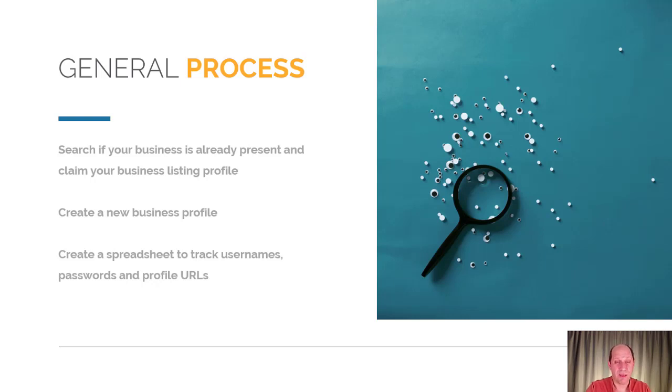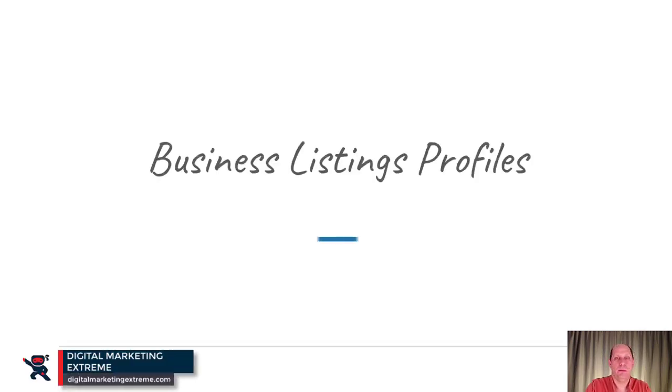Since you may be doing many of these, it's a good idea to create a spreadsheet so you can track all the usernames and passwords that you set up and the actual URLs for the individual business profiles that you might create. This will make it much easier down the road to go back in and make any changes you might need to if you make any changes to different business characteristics such as your opening hours.